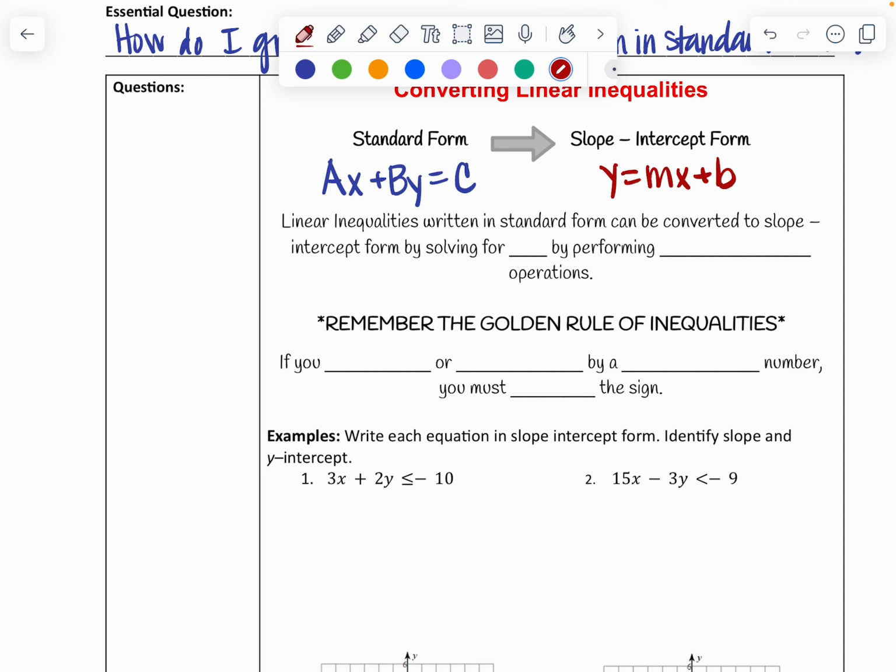Linear inequalities written in standard form can be converted to slope-intercept form by solving for y. And you do that by performing inverse operations. We've talked about inverse operations when solving equations. Those are the operations that undo each other. So adding and subtracting are inverse, multiplying and dividing are inverse.